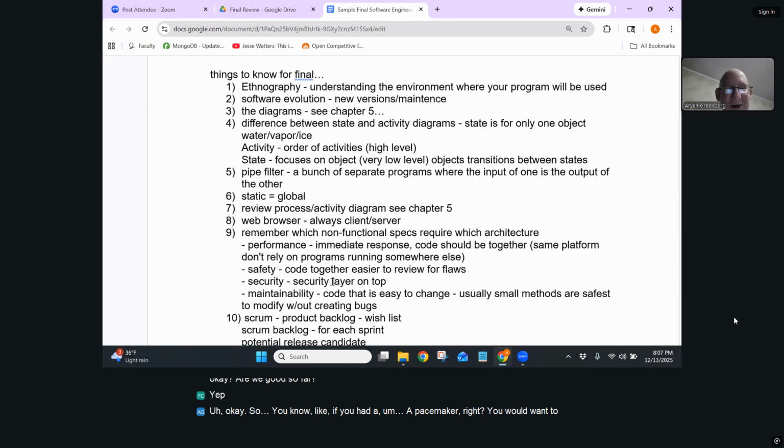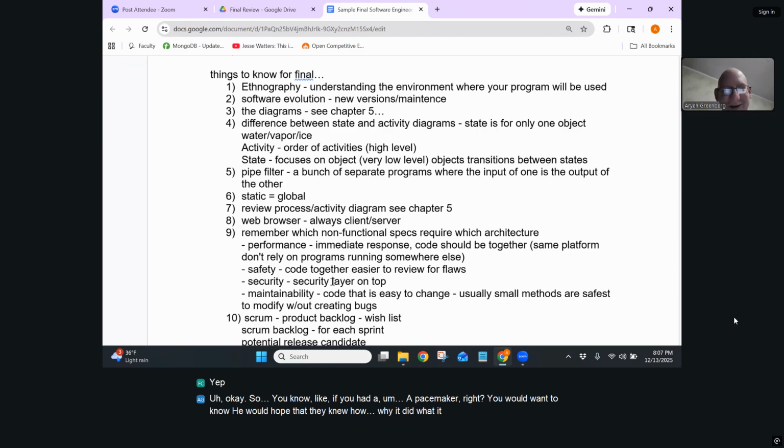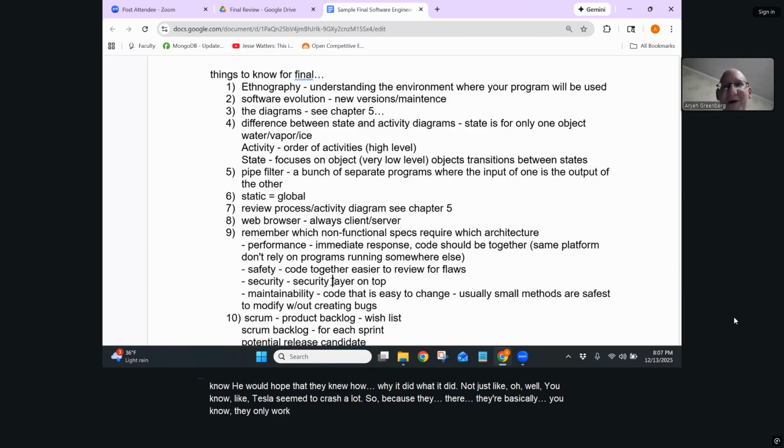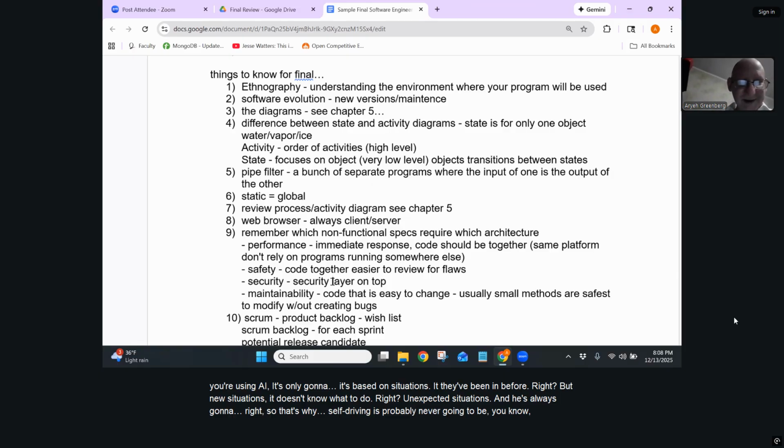Yeah, like if you had a pacemaker, you would want to know, you would hope that they knew why it did what it did. Not just, oh well, Tesla seemed to crash a lot. Because if using AI, it's based on situations that they've been in before, right? But in new situations, unexpected situations, it doesn't know what to do. So that's why self-driving is probably never going to be 100%.